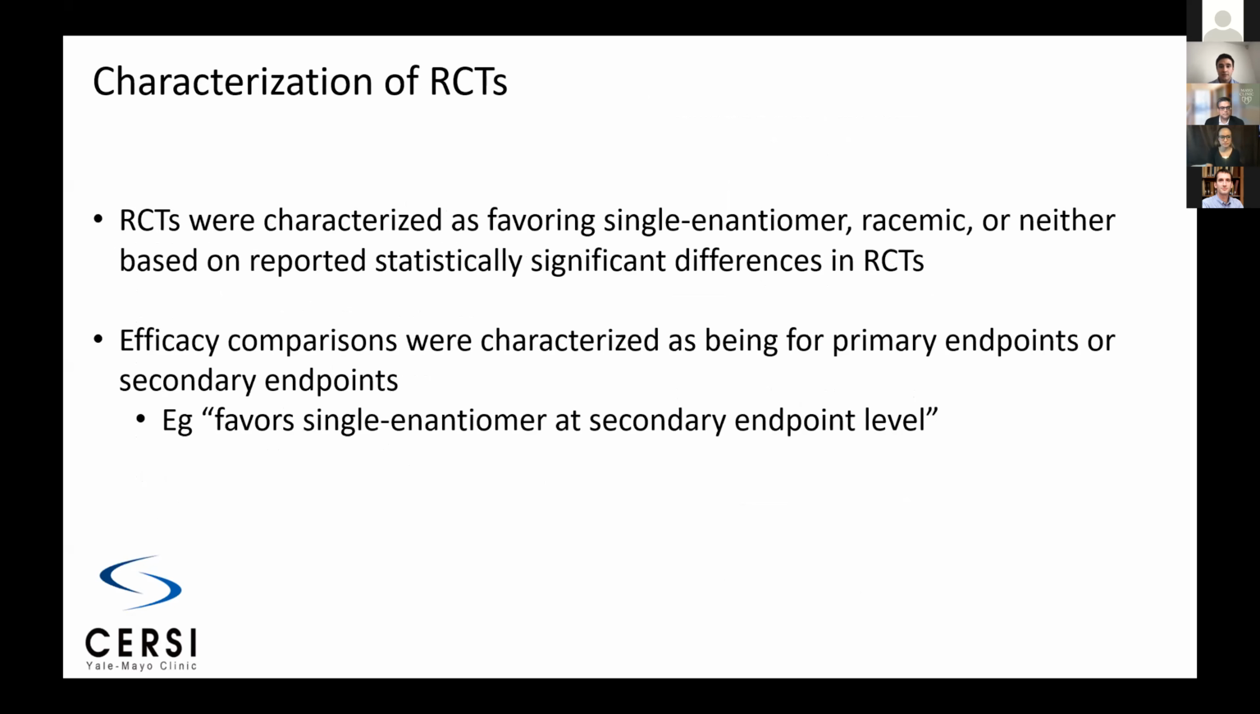Next slide, please. So we characterized the results of these RCTs as favoring the single enantiomer drug, favoring the racemic drug, or favoring neither drug based on the statistical comparisons reported by the trial authors. Because trials are typically powered based on primary endpoints and secondary analyses are more susceptible to false positives, we distinguish for efficacy whether or not a difference was reported at the primary endpoint level or if it was reported for a secondary analysis. So for example, for a given randomized controlled trial, we might define it as favoring the single enantiomer at the secondary endpoint level for efficacy.